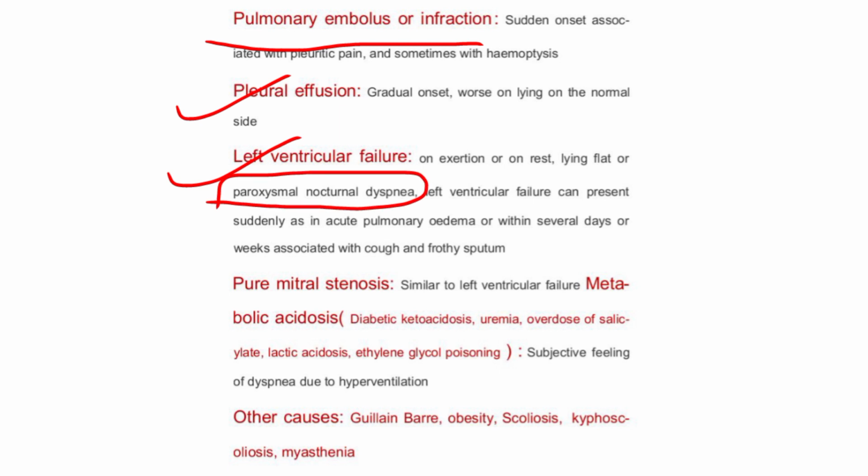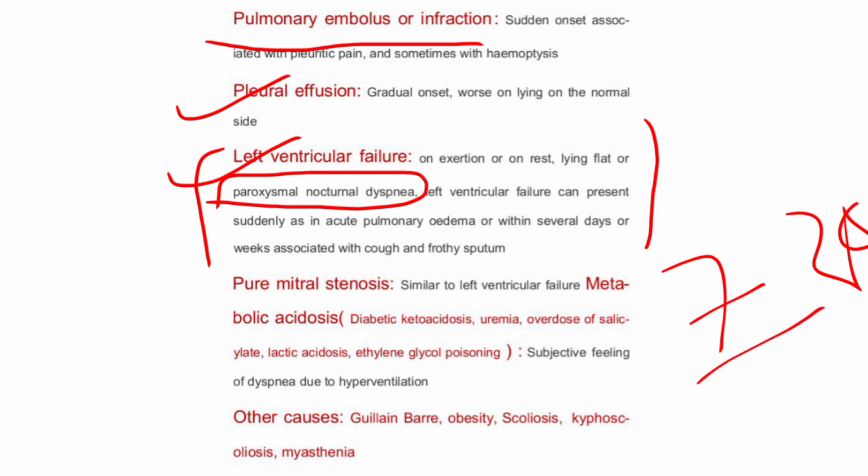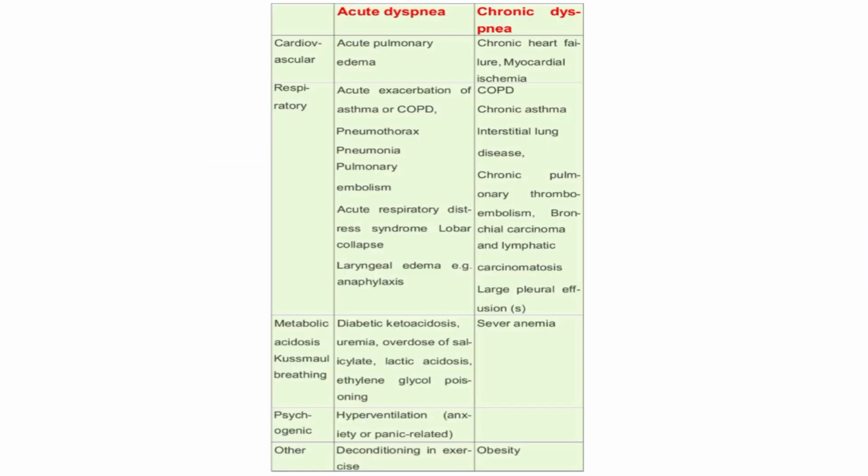Left ventricular failure also causes shortness of breath. Pure mitral stenosis is similar to left ventricular failure. Metabolic acidosis, in which there is pH less than 7.35. Other causes: Guillain-Barré syndrome, obesity, scoliosis. These musculoskeletal conditions also lead to shortness of breath.